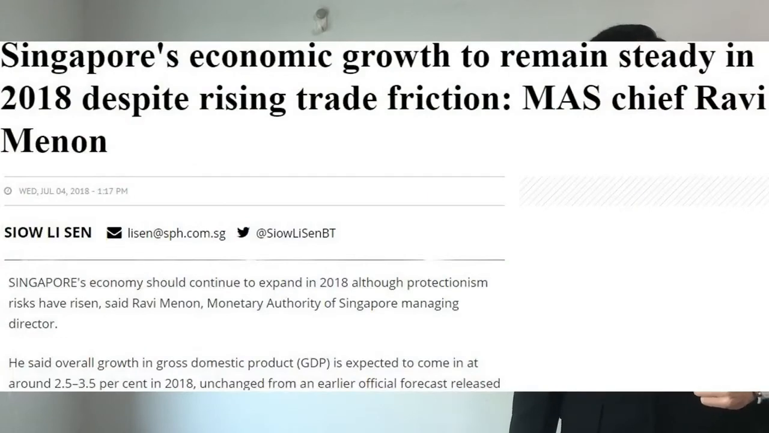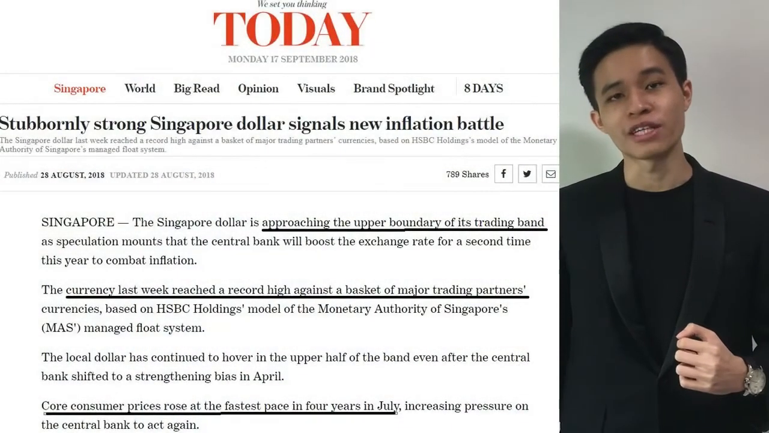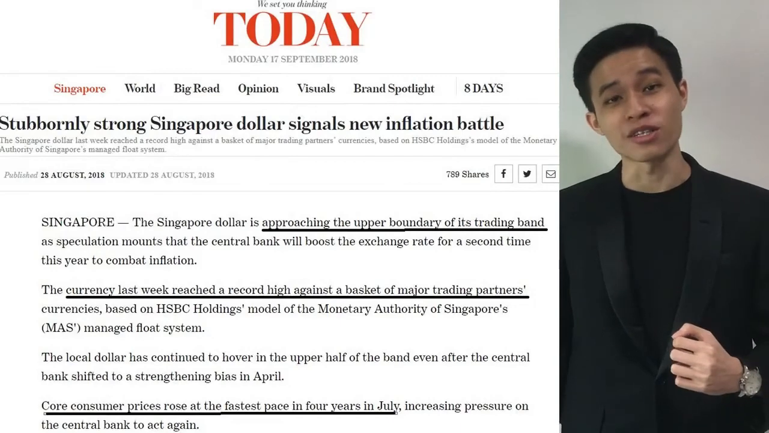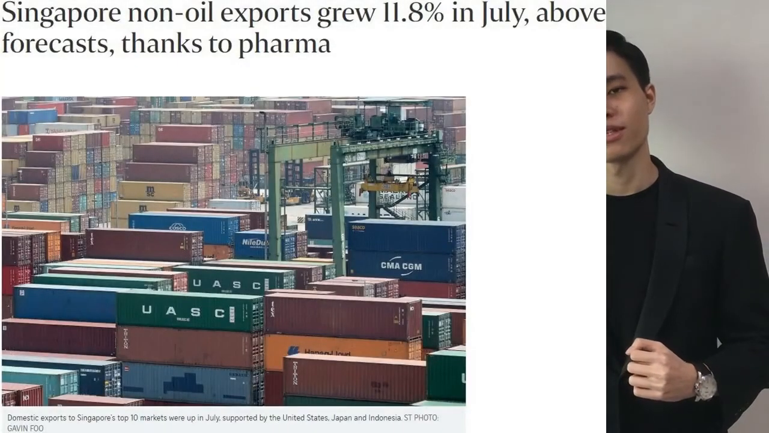So despite rising trade tensions, Singapore's economic growth remains stable at an estimated 2.5 to 3.5% in 2018. The Sing dollar has also been exceptionally strong, with core inflation rising at the fastest pace in 4 years in July. In addition, Singapore looks to continue running a current account surplus on reports of stronger than expected non-oil exports.